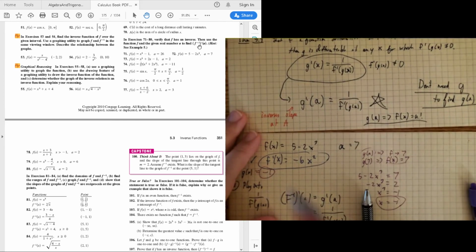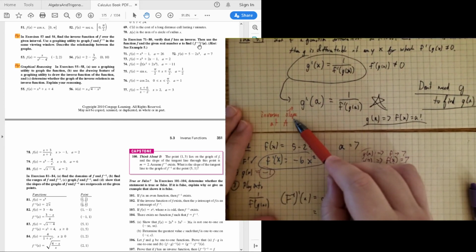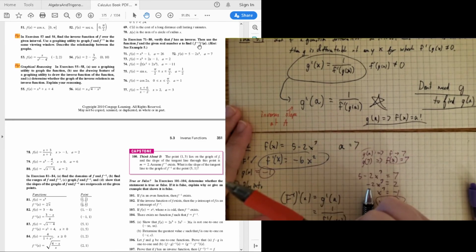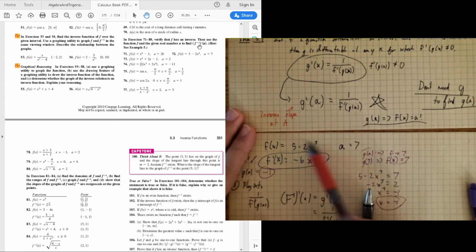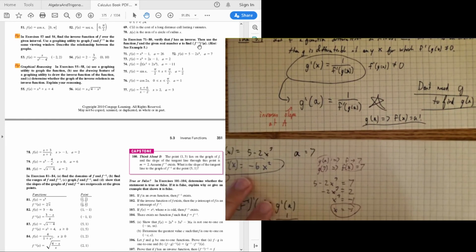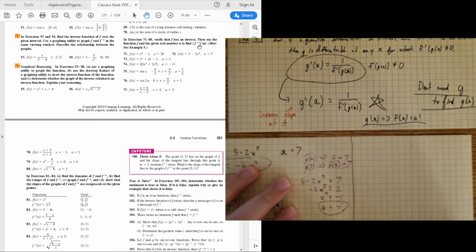So I was able to find the slope of the inverse function without needing the inverse function. Never once did I plug this in and switch the x and y and do what I did before. That's pretty cool. Okay. That was 72. Let's show a second example so we can see it one more time.